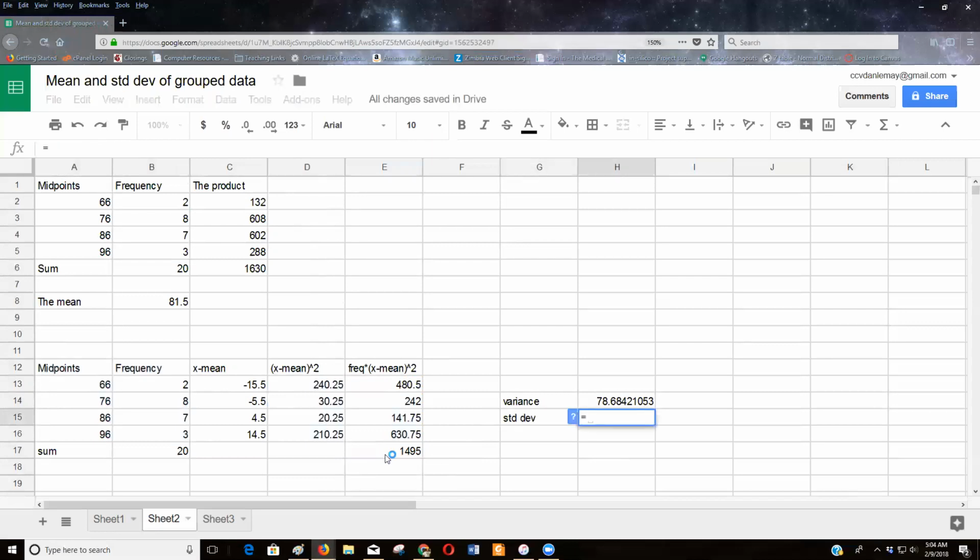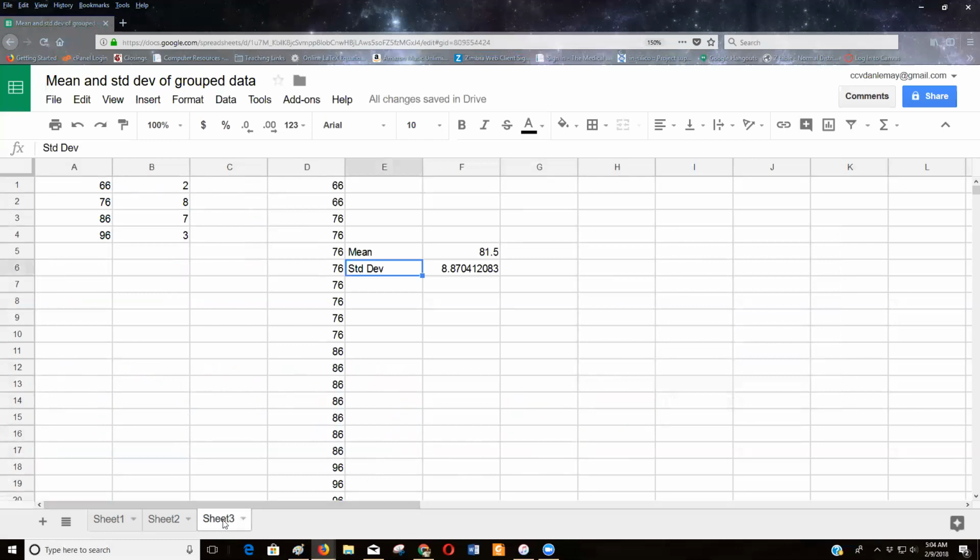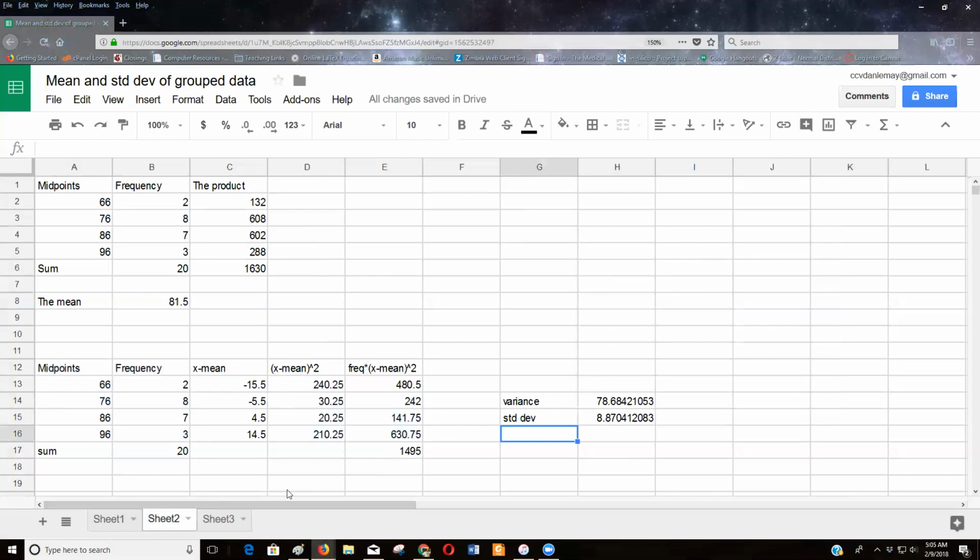So equals, start typing in SQRT. That's for square root. And I'm going to take the square root of that number. And that says 8.87. And the built-in formula said 8.87. So you certainly can do it this way. It's not wrong to do it this way. If there's hundreds of numbers, though, you don't want to have to type out all those numbers. This way is not too bad.